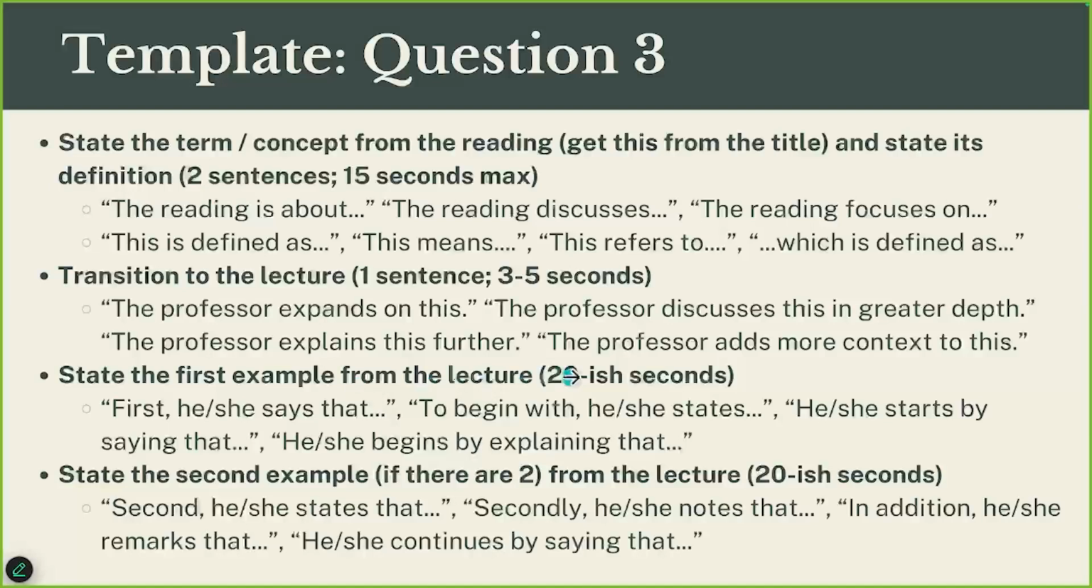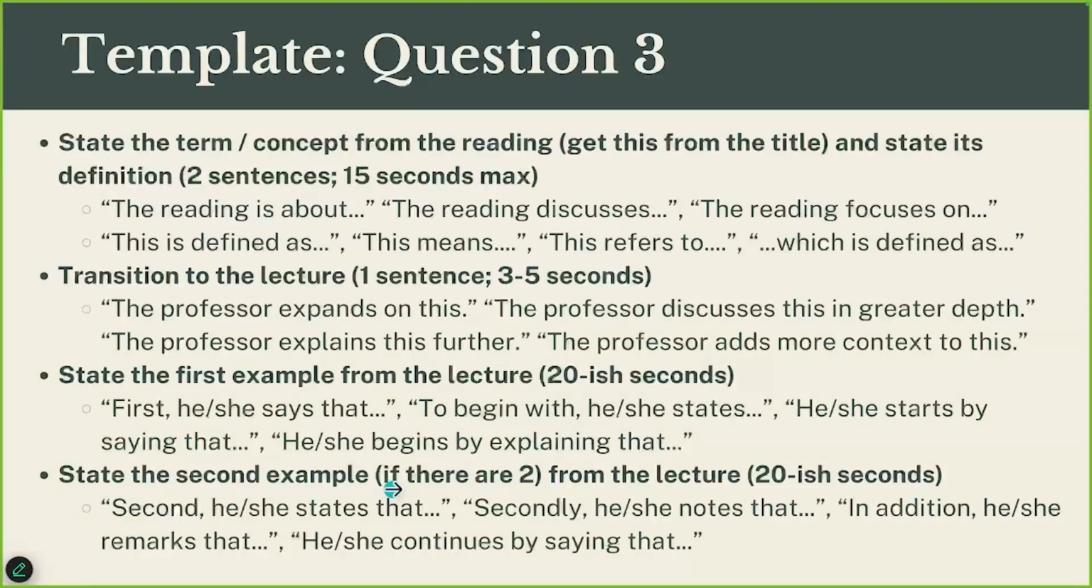Then state the first example in about 20 seconds. First, he says that, to begin with, she states, any of these will do, and then you state the example. And if you have more time in that 20 seconds, add a supporting detail.